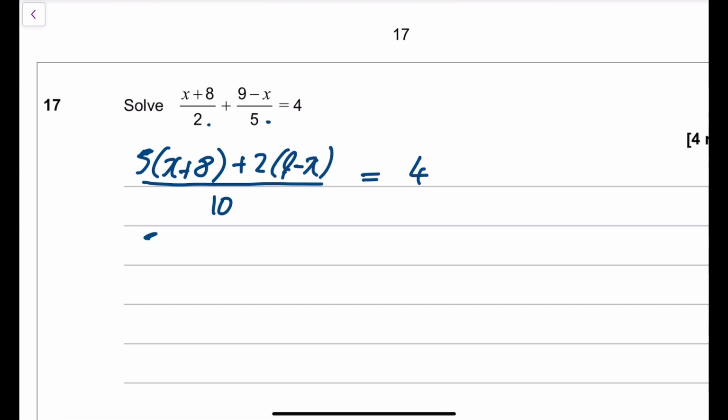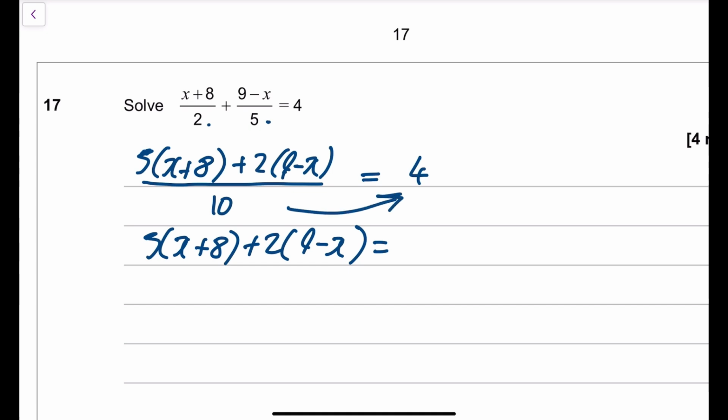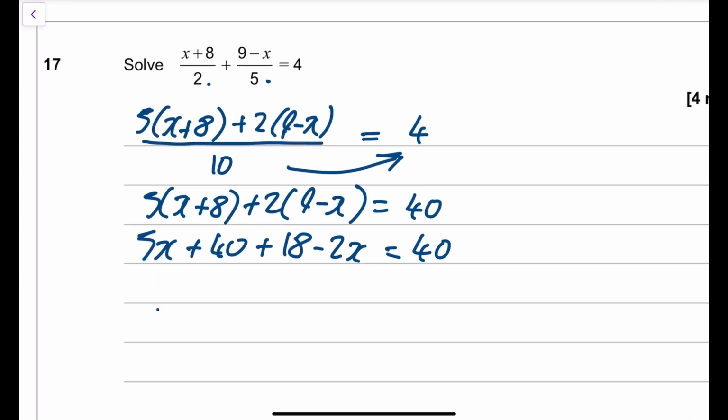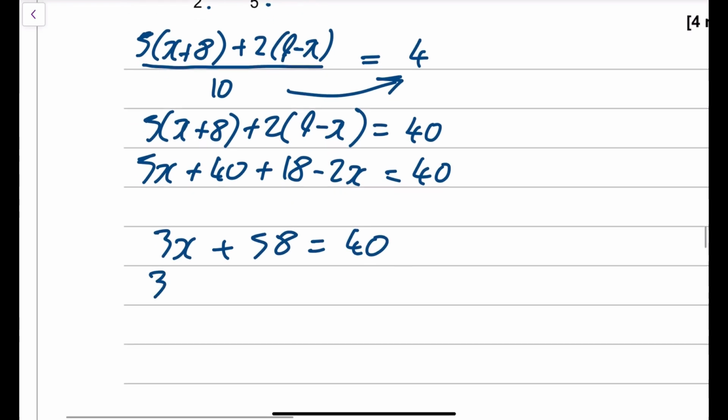And then I'll not multiply out, I'll multiply across. Now the order you do this doesn't matter too much, and you're not breaking any mathematical rules, but I'm bringing this 10 across and multiplying, so it's going to be 40. Now I'm just going to multiply out. That'll be 5x plus 40 plus 18 minus 2x is equal to 40. Before you do anything else, tidy up. That's going to be 3x plus 58 is equal to 40.